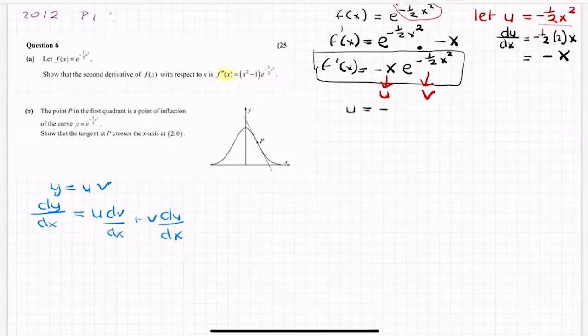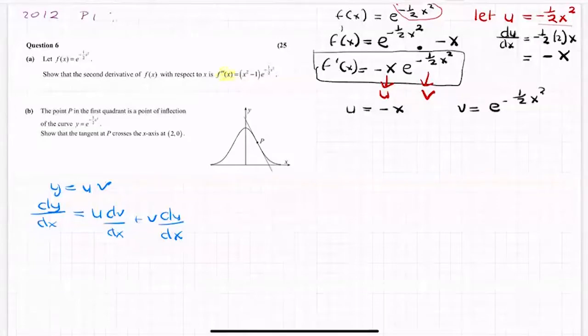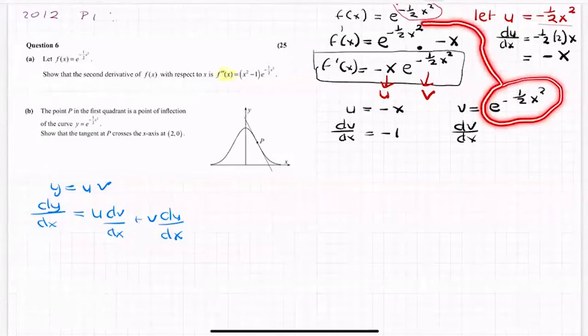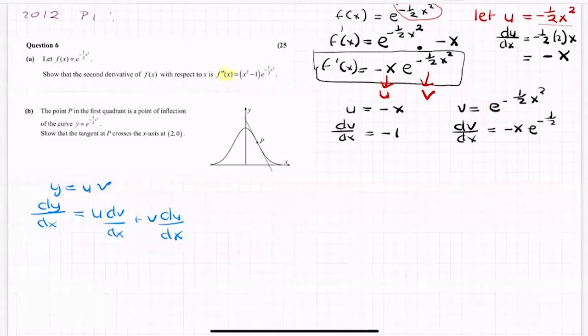So u is equal to minus x. That's my first function. v is equal to e to the minus a half x squared. du dx is equal to minus 1. dv dx, okay, of course you can differentiate it again, but you can also see that this is the exact same as the original f of x up here. Okay, so in that case, I can say this is equal to minus x e to the minus a half x squared from above.